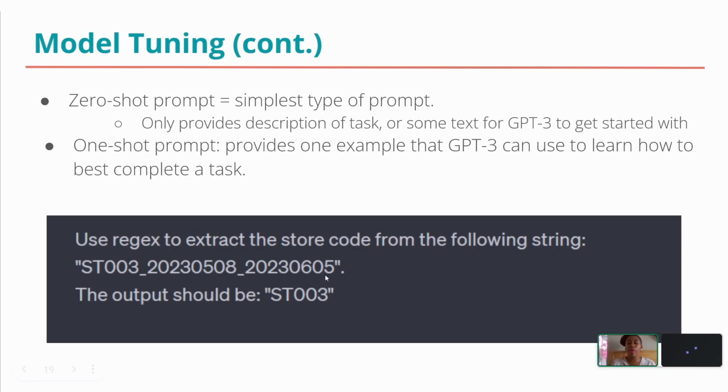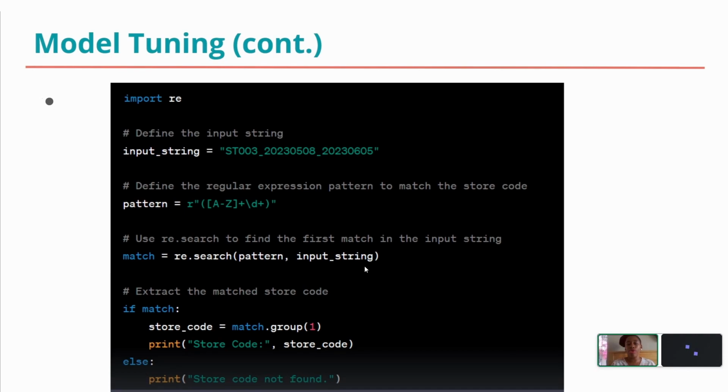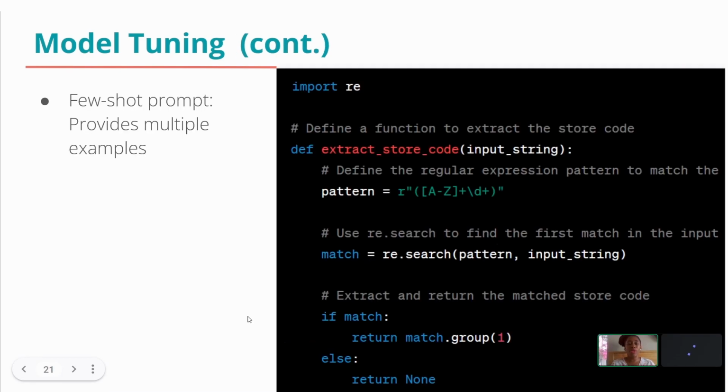I've given it an example, so instead of just saying, give me a regex code that extracts store codes, from what? Now I'm giving it an example, so it knows what this is, and then it will give me the code that allows me to extract this regular expression. And that was one-shot.